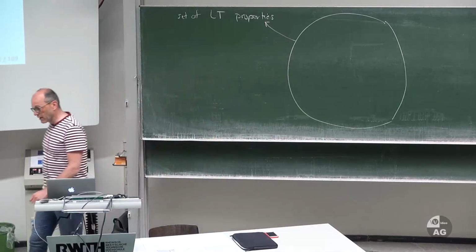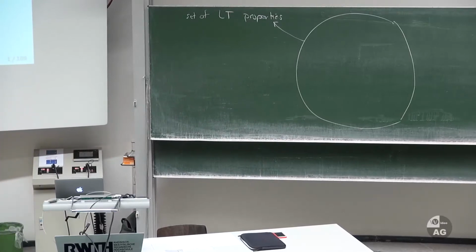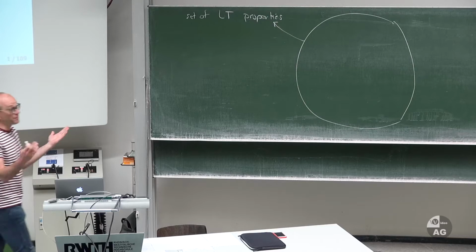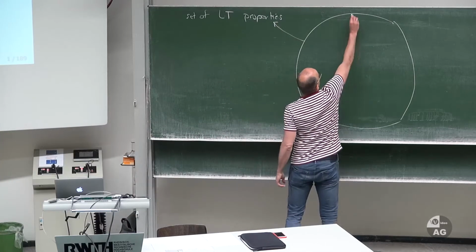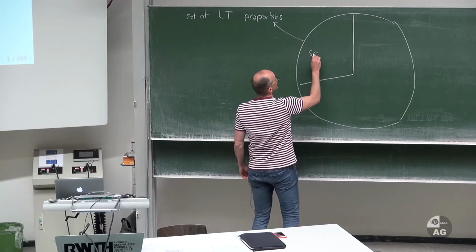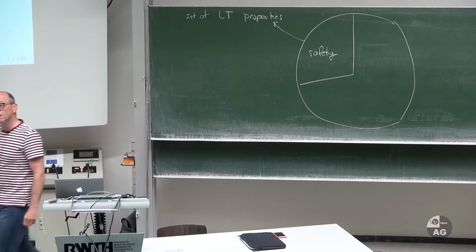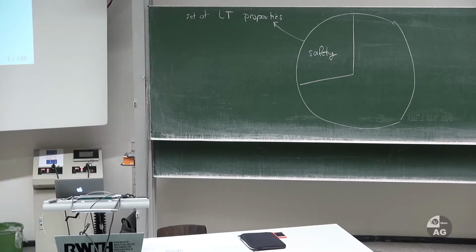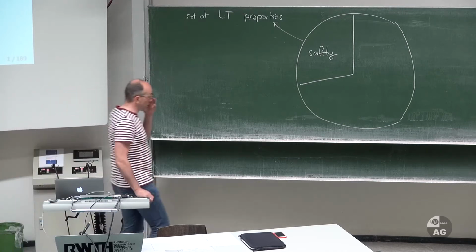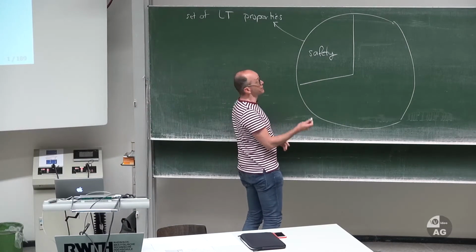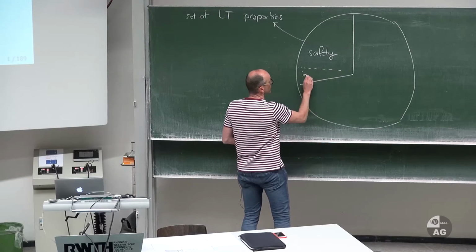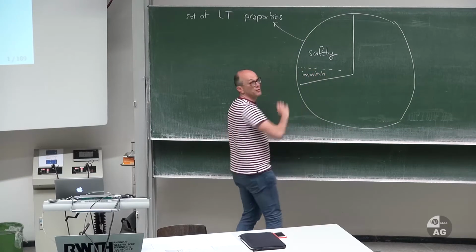Then we can partition this entire universe. First of all, we have seen safety properties. Safety properties are those properties where, in order to show that they are refuted or violated, a finite prefix is sufficient. This is what we call the bad prefix. This includes invariants, which are part of the safety properties.